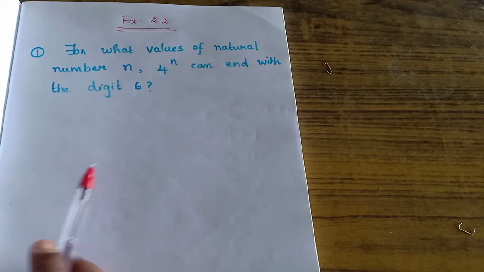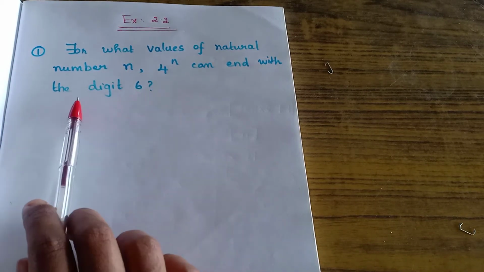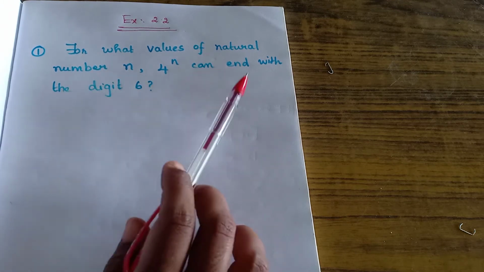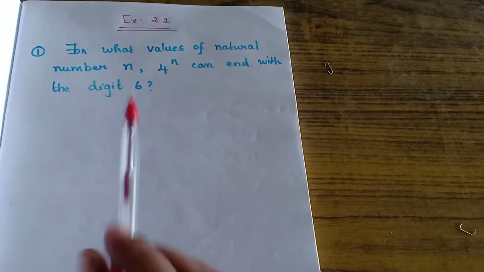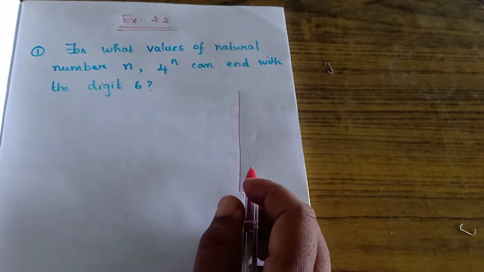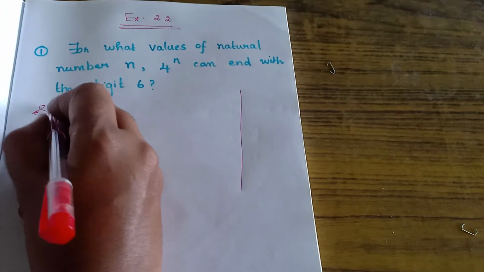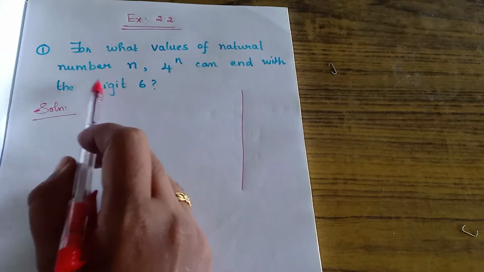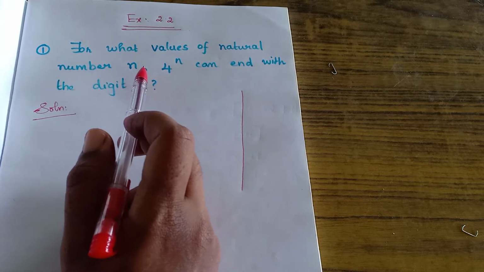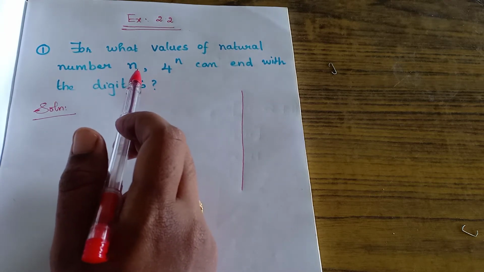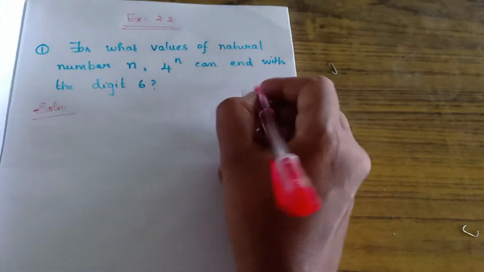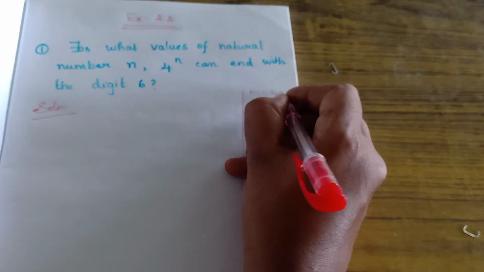Okay, dear students, listen. Exercise 2.2, question number 1. For what values of natural number n can 4 power n end with the digit 6? First we can do the rough work, we can put normal numbers, let's understand the concept, then we can use variables. So solution: for what values of natural number n? Natural number means the starting number is 1, 2, 3, etc. Will it end? No, the natural numbers do not end. So natural number n is equal to 1, 2, 3, etc.